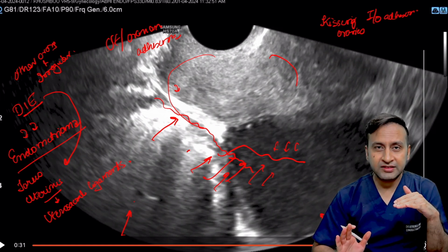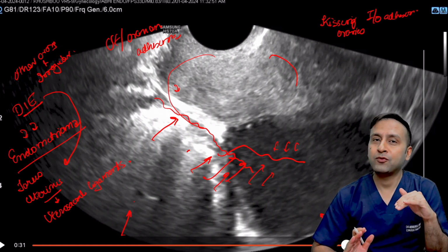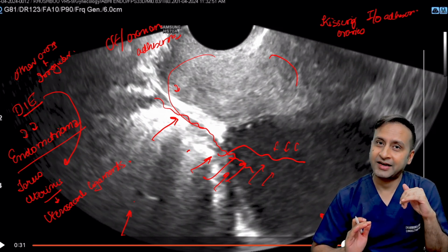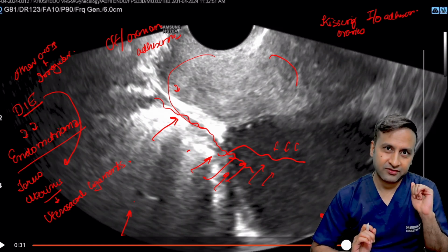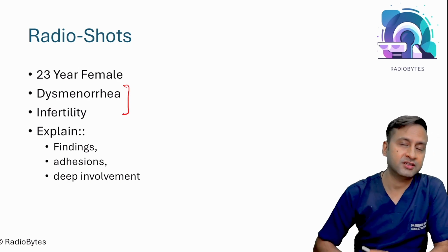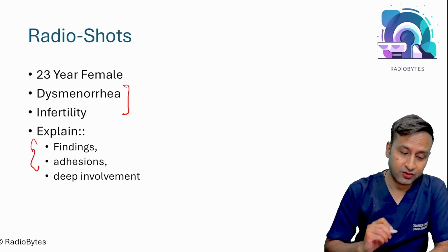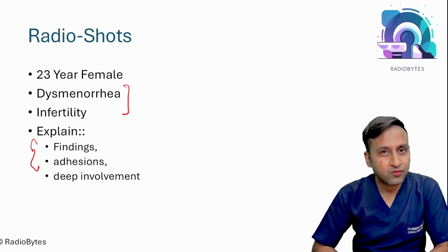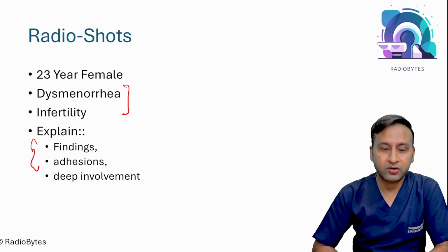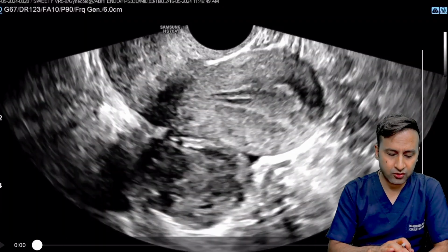So once you're clear with this case, let's now move on to our second case. And in the second case, I would want you to answer all the questions that I've answered in this particular case. So this is a case of a 23-year-old female with dysmenorrhea, infertility, similar complaints. And again, I would like you to answer these three questions. That is, explain the findings, how would you formulate it in your reports, and then presence of adhesions and deep involvement. Let's have a quick look at this particular image.